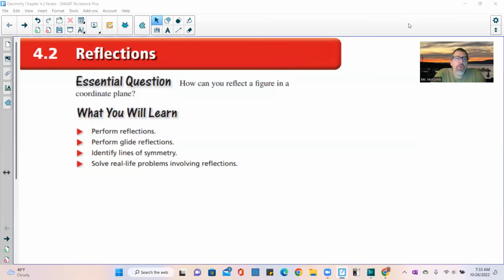Okay, this is chapter 4.2, reflections. Essential question: how can you reflect a figure in a coordinate plane? What you will learn in this chapter is how to perform reflections, perform glide reflections, identify lines of symmetry, and solve real-life problems that involve reflection. So let's get to it.